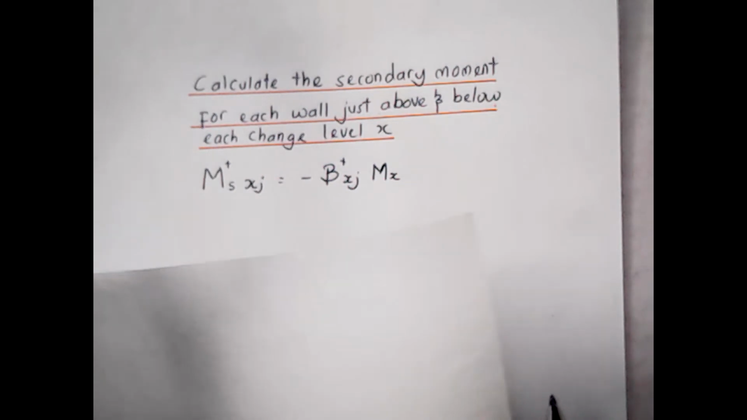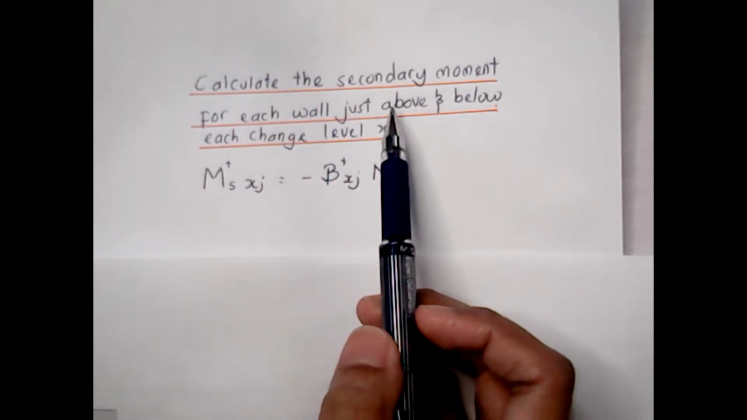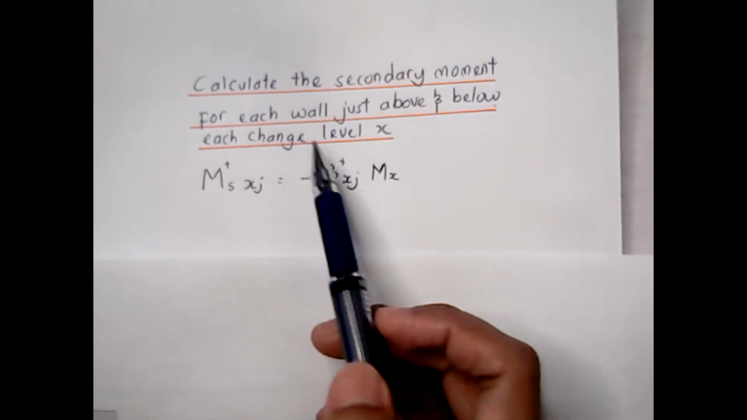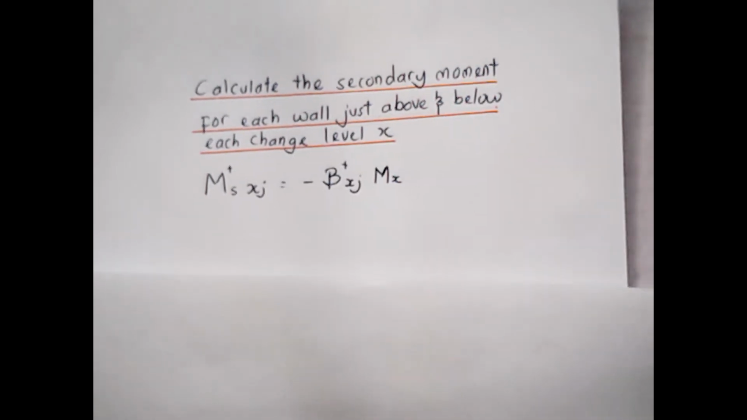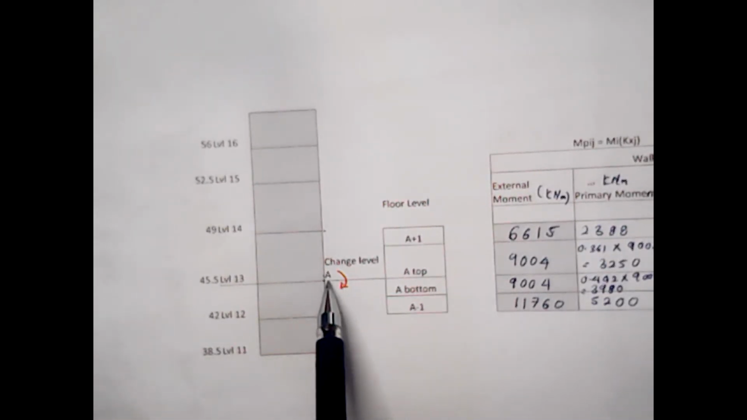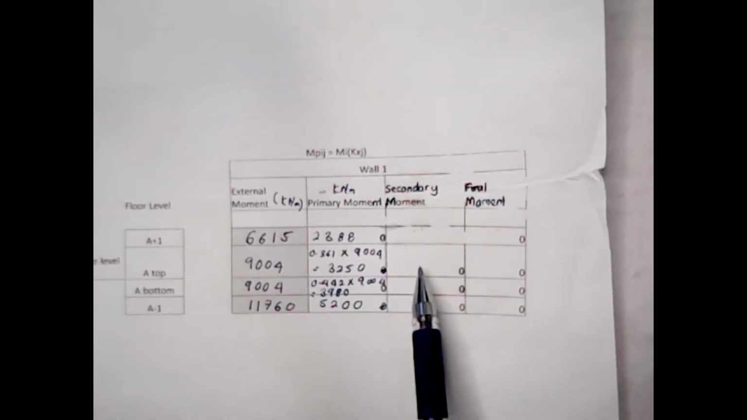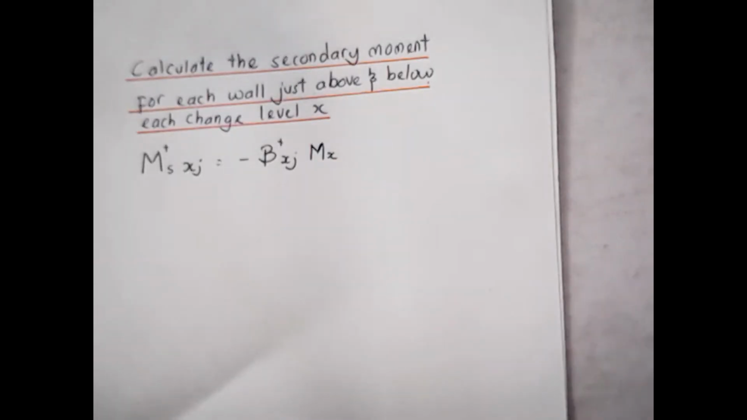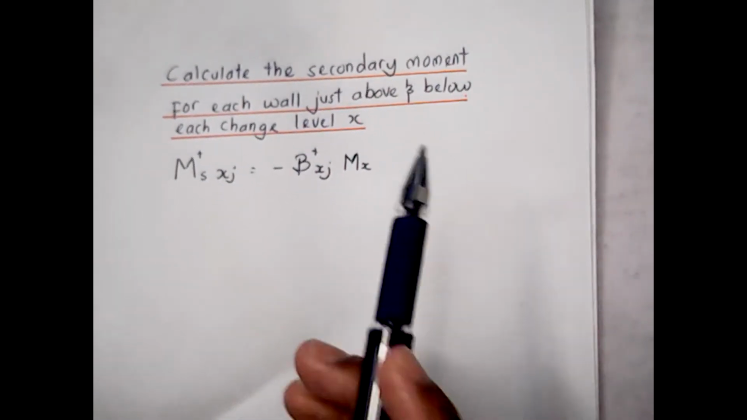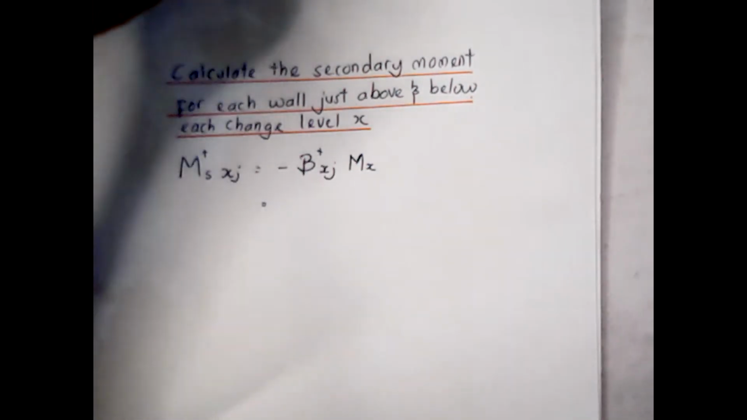Okay, so now we can calculate the secondary moment for each wall just above and below each change level X. In our case, this is the change level X, where the first change level is level A. We now want to calculate the secondary moment here and here. The secondary moment is calculated by using this formula. So what are the coefficients? We have calculated the coefficient just now.